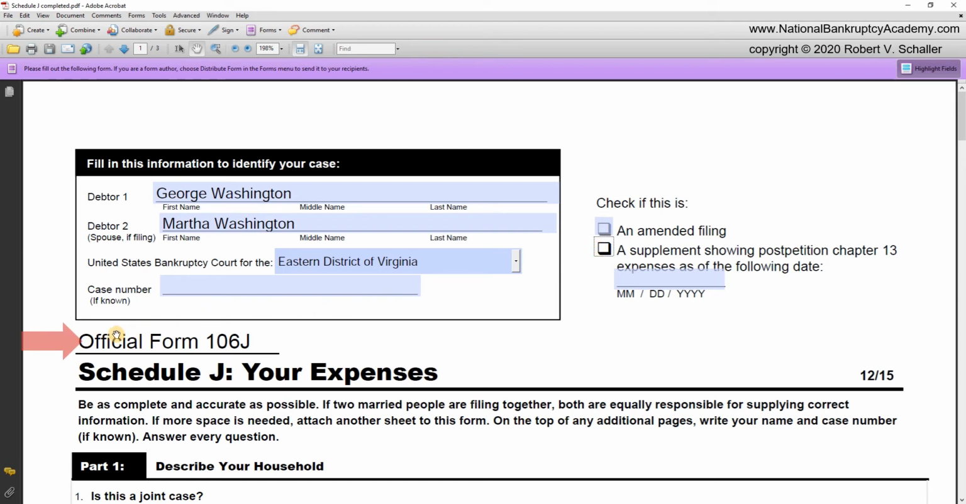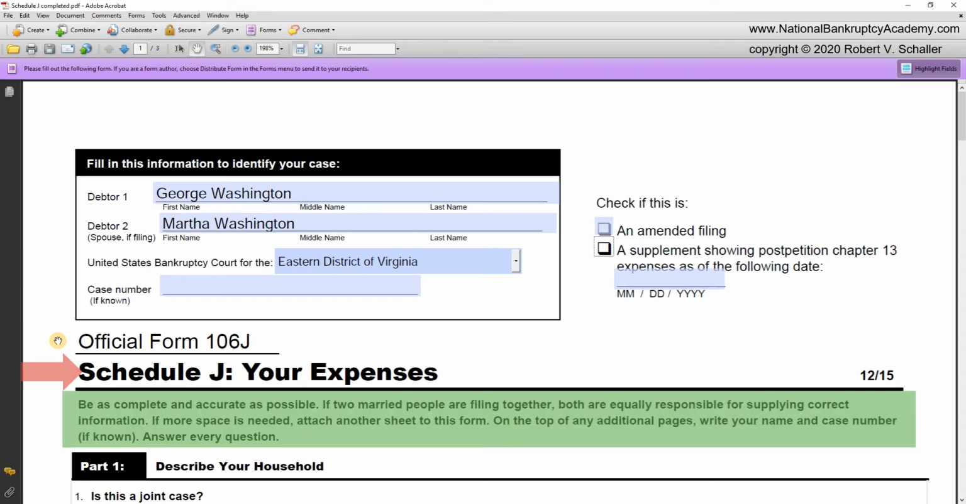Now, let's go over here to the directions for Official Form 106J, Schedule J, your expenses. And this instruction states, quote, be as complete and accurate as possible. If two married people are filing together, both are equally responsible for supplying correct information. If more space is needed, attach another sheet to this form. On the top of any additional page, write your name and case number if known. Answer every question. So let's scroll up to see Part 1.